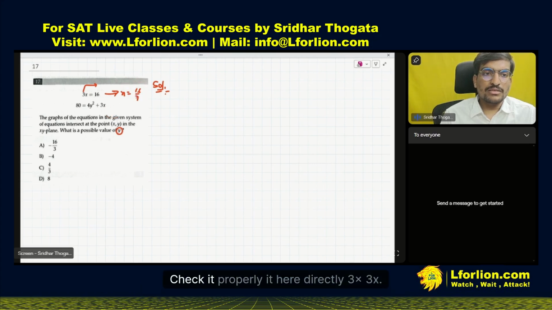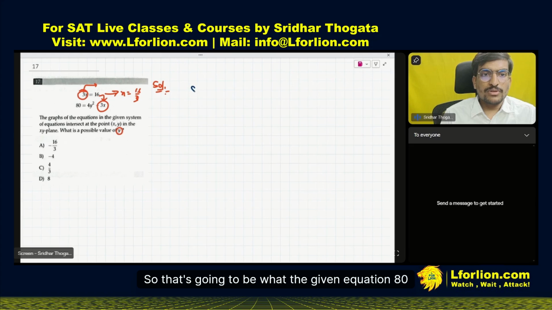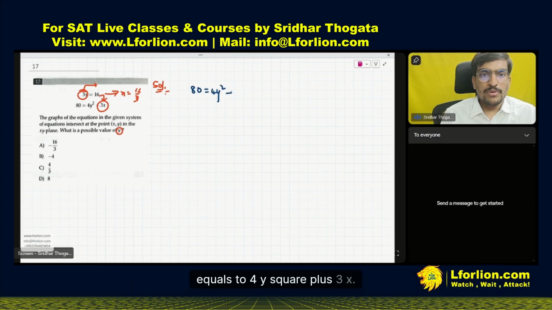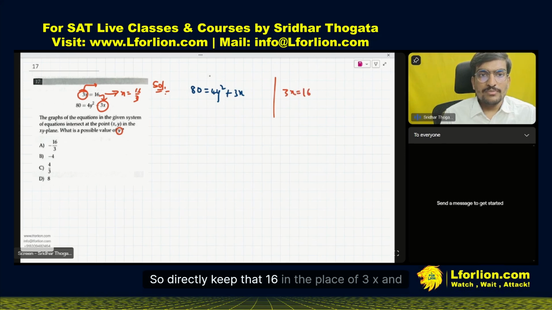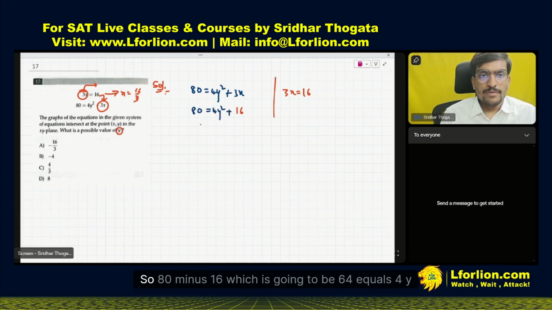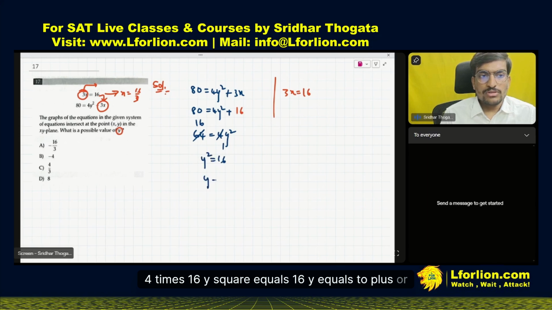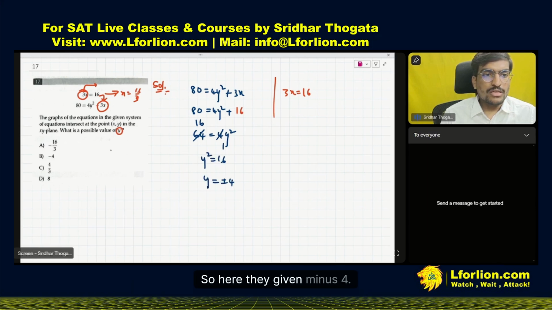Just be a bit alert. Check it properly. It's directly 3x, 3x, so you can substitute 16 directly. The given equation is 80 equals 4y square plus 3x, and they also mentioned 3x equals 16. So keep 16 in the place of 3x and rest as it is. 80 equals 4y square plus 16. So 80 minus 16, which is 64, equals 4y square. 64 is 4 times 16, so y square equals 16, y equals plus or minus 4. So here they given minus 4.